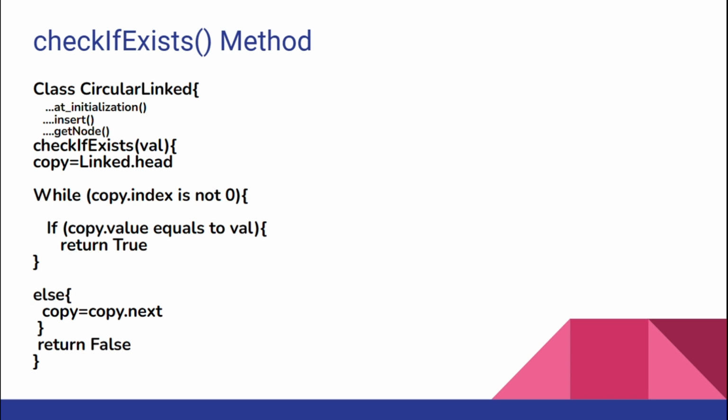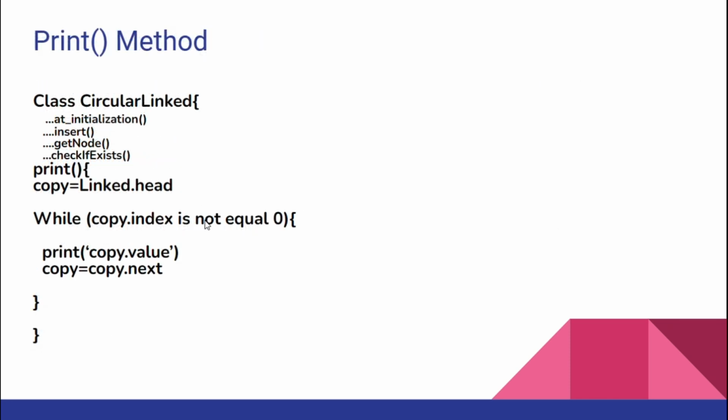So you can see this if conditional here. It checks if the value is equal to val, return true. That means the loop will break, or else it sets it to the next node. So it keeps on setting it to the next node, linearly traversing the linked list till it gets to the end, which is the node with the index of 0.